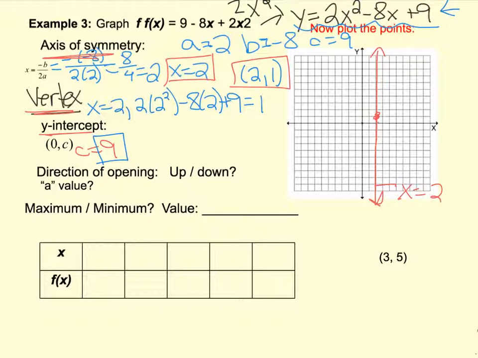So then I'm going to plot this point this time. I'm going to go over to 9. 1, 2, 3, 4, 5, 6, 7, 8, 9. So our y-intercept is going to be way up there. I did it in a different color. Let's make it red.